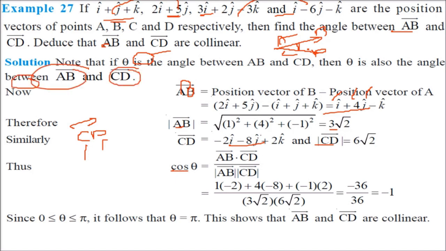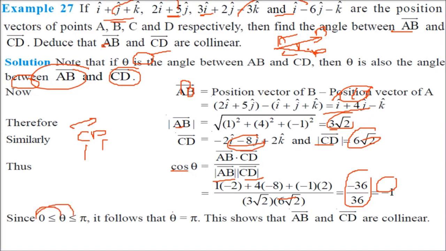Then what is cos theta? We already discussed this: AB dot CD divided by the magnitudes of AB and CD. So just put in these values. We take the dot product of AB and CD, and in the denominator we multiply the magnitudes of AB and CD. So you get minus 1 here.